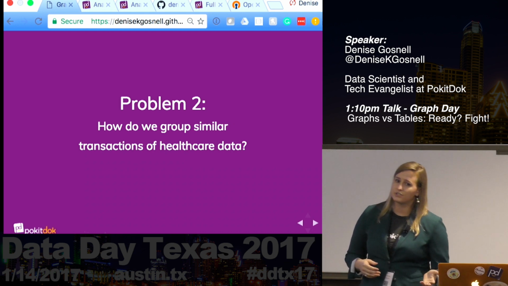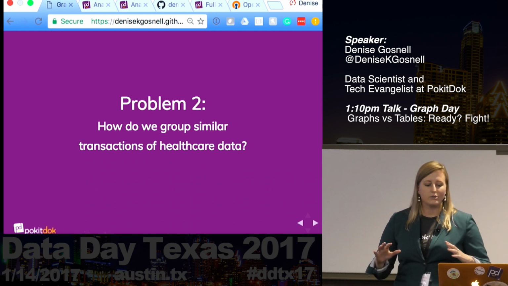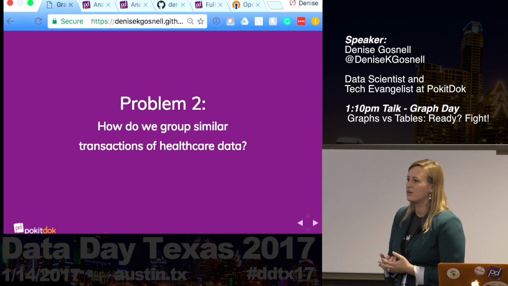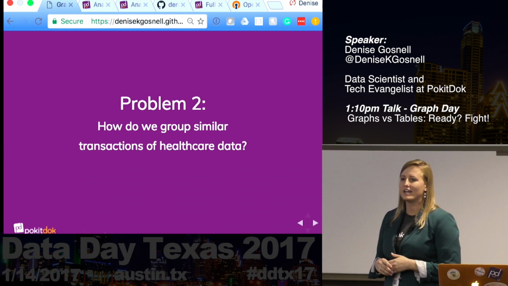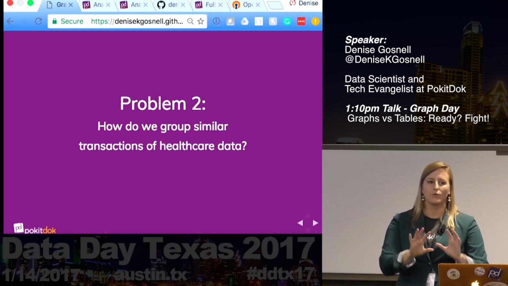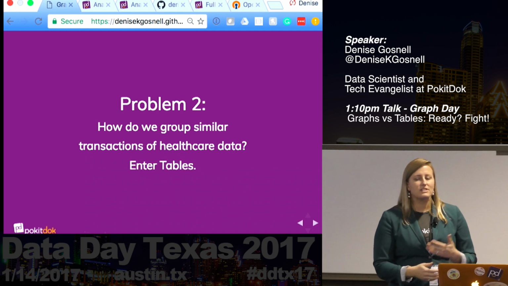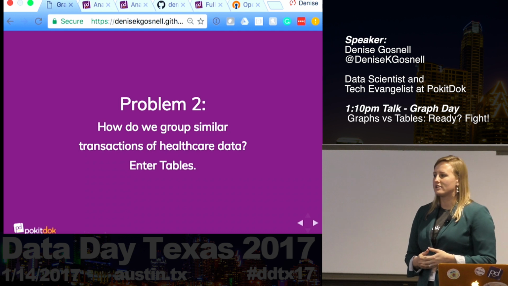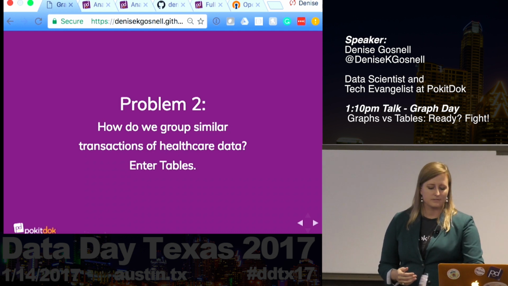But I did promise you all that we would cover graphs and tables. So what I want to move on to at this point is a different problem. And that problem is, how do you group our transactions together? We're an API company. We're processing all these different types of transactions every day. I just want to know which ones within a certain API are similar. That is when we had to transition into using relational databases for this.